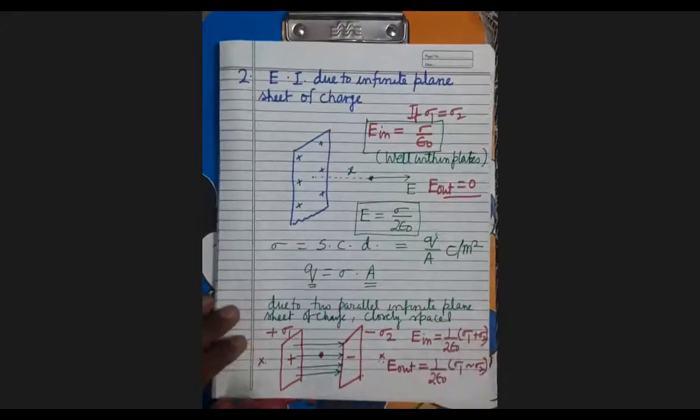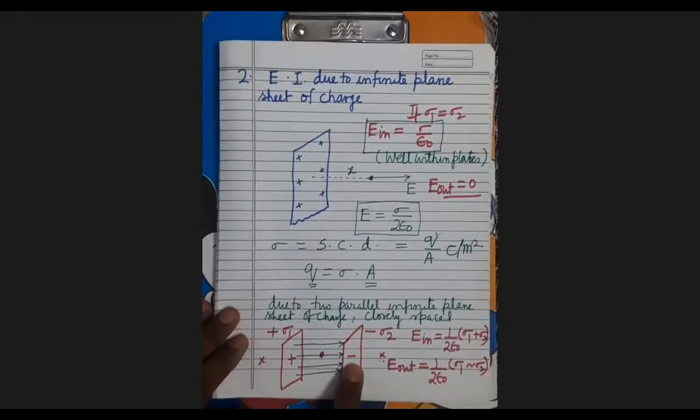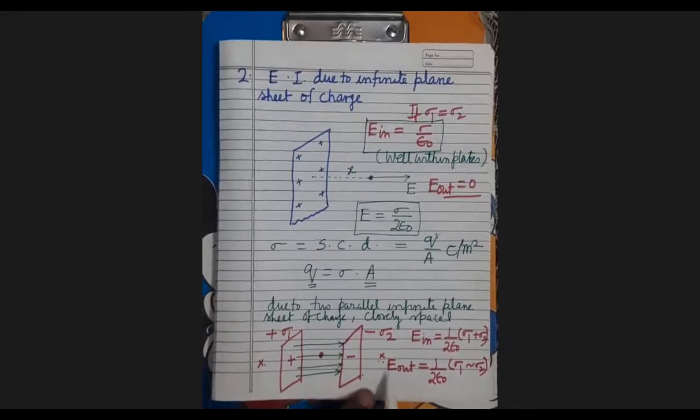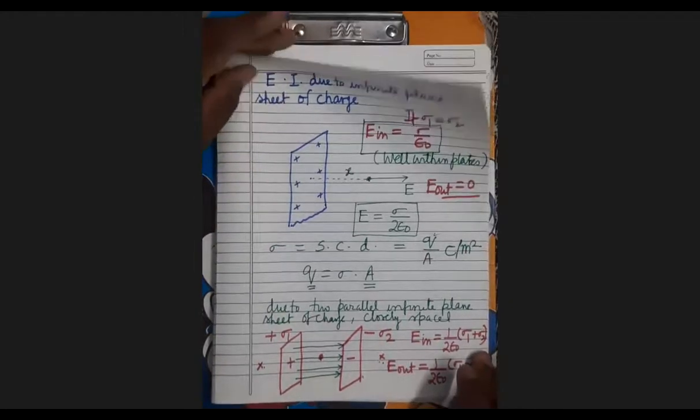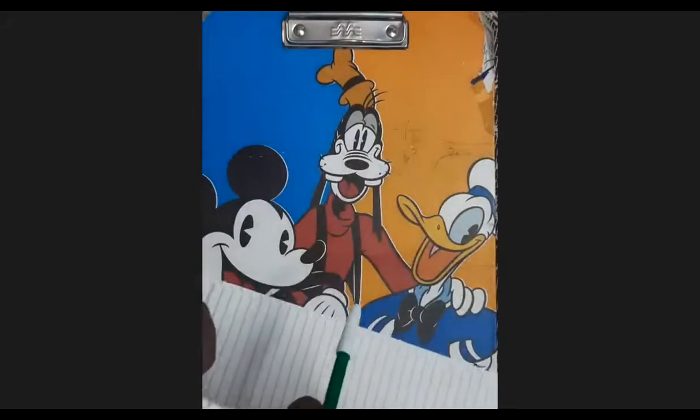Then if both have similar charge density, means both are positive or both are negative, then what will be the formula of E in? This will become the formula of E in. That is, when this is positive and this is positive, or when this is negative and this is negative, then E in will become this and E out will become this, as you can watch from the previous video. It is clear.